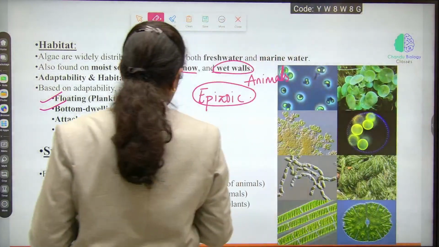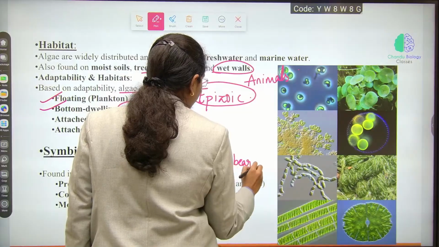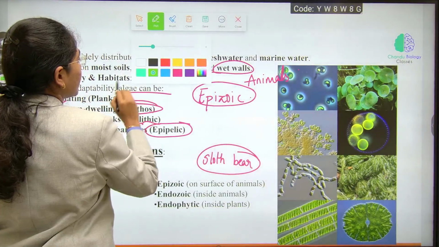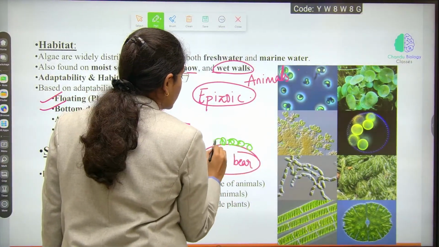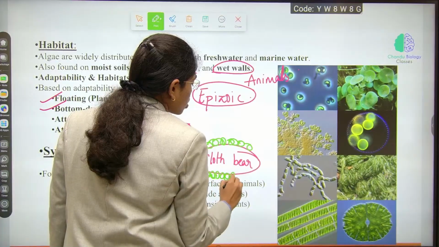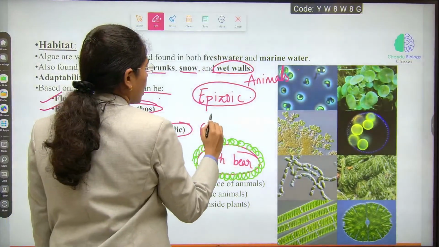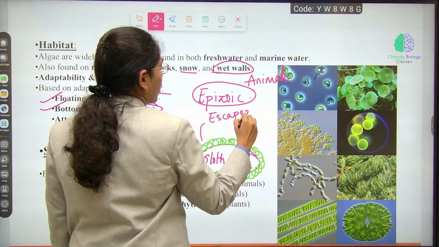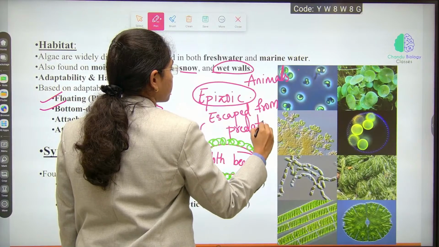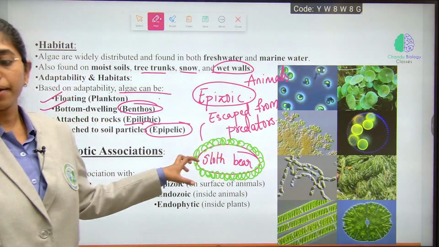Best example is the sloth bear. The sloth bear gets camouflage when algae completely cover it. The algae covering the surface of the sloth bear gives a camouflage effect, and the sloth bear escapes from predators. The sloth bear escapes from predators by the camouflage provided by the algal species.